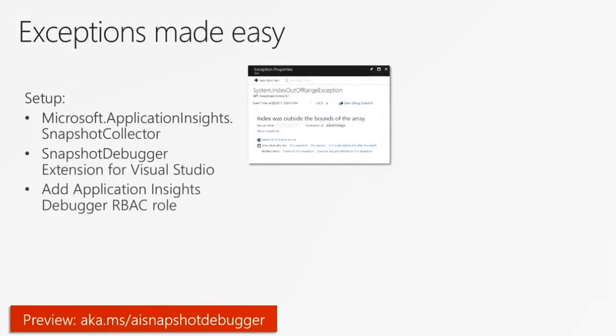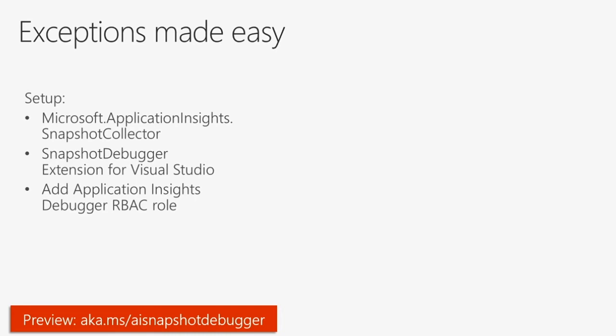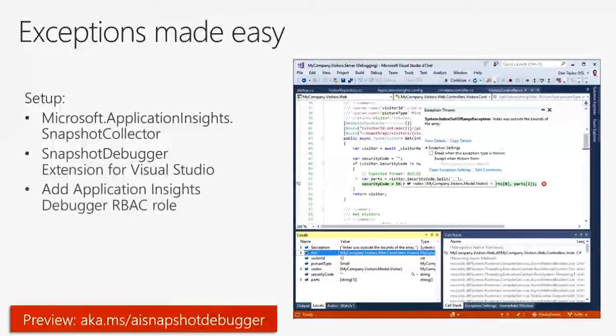So in recap, we've gone over quite a few features. We went over using Application Insights to automatically capture snapshots when exceptions have happened in your app. To use this, there's a couple of things you have to set up. You have to add a NuGet package into your application, as well as use the Snapshot Debugger extension to view snapshots in Visual Studio itself. The automatic capture experience is in public preview. You can access it at this link down here, aka.ms/AI Snapshot Debugger.